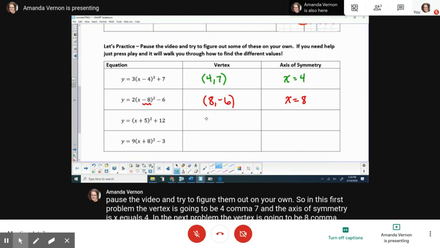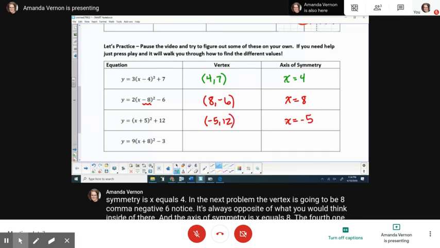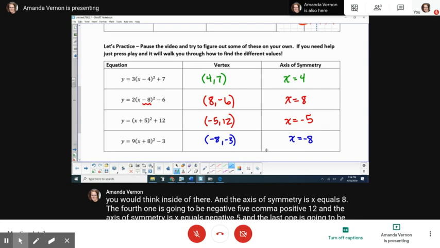The fourth one is going to be (negative 5, positive 12), and the axis of symmetry is x equals negative 5. And the last one is going to be (negative 8, negative 3), and the axis of symmetry is x equals negative 8.